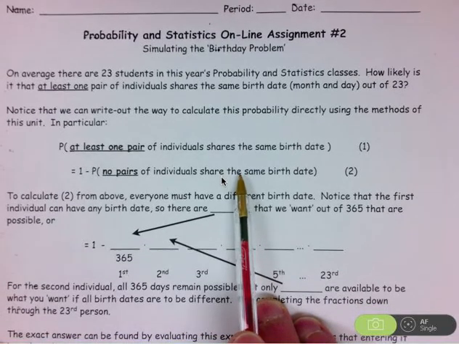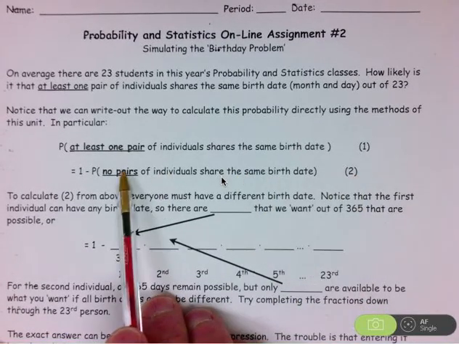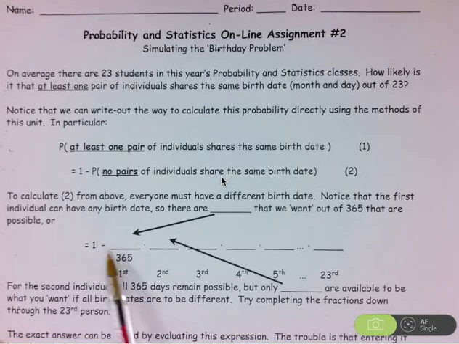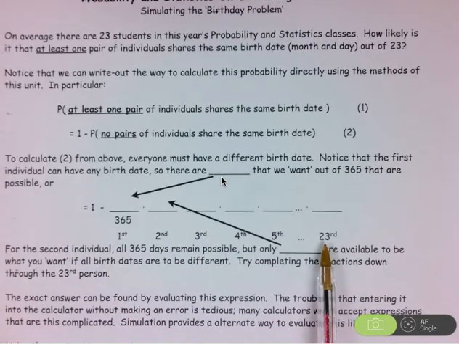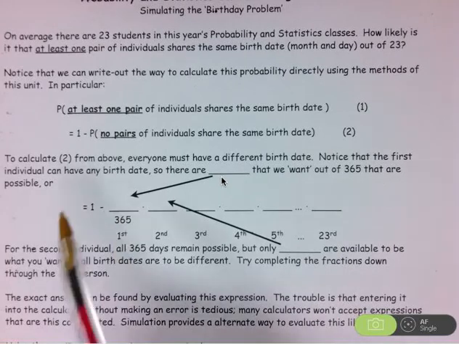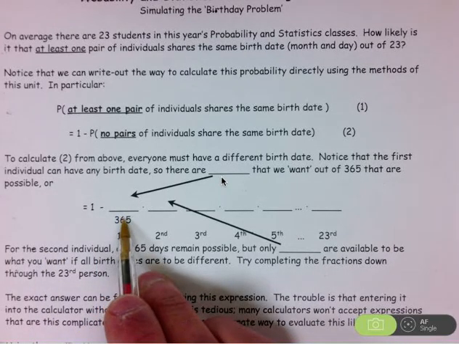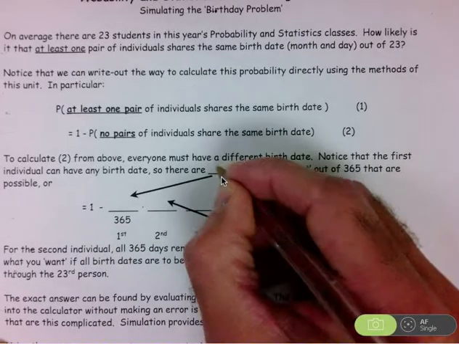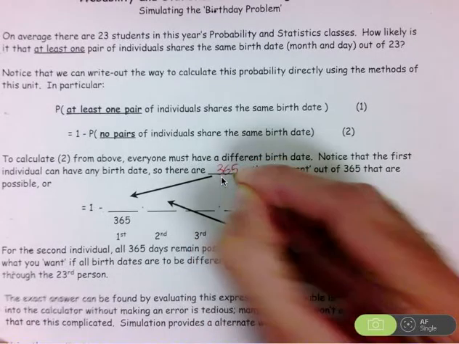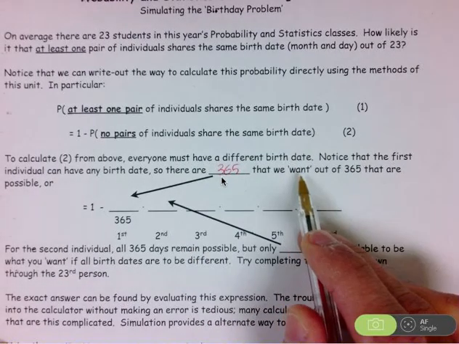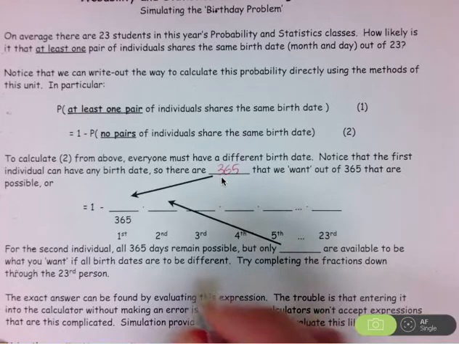So we can calculate the probability here in number 2 by looking at 1 minus the likelihood that every individual, starting with the first individual, then the second individual, all the way to the 23rd individual, they all have their own birth dates. So notice, for the first person, there are 365 possible birth dates, and for that first individual, there are still 365 that we want. That first person can have any birth date that they like.